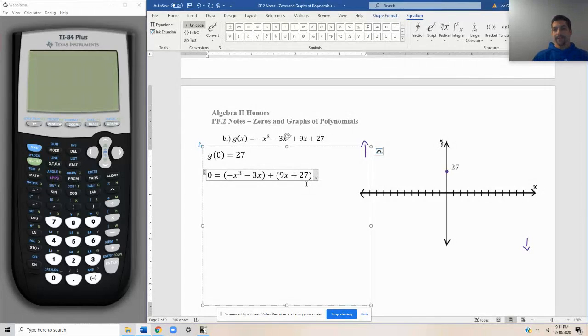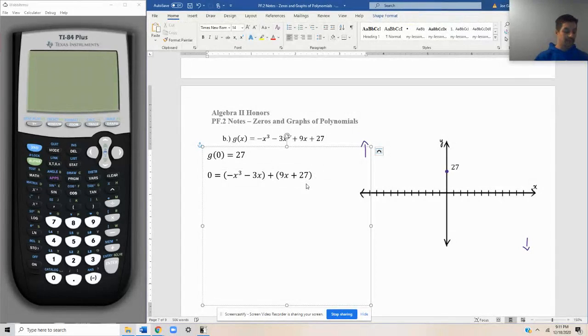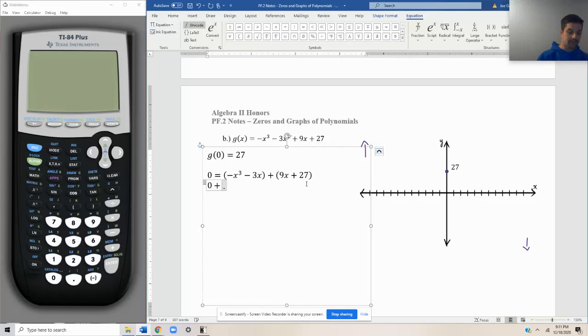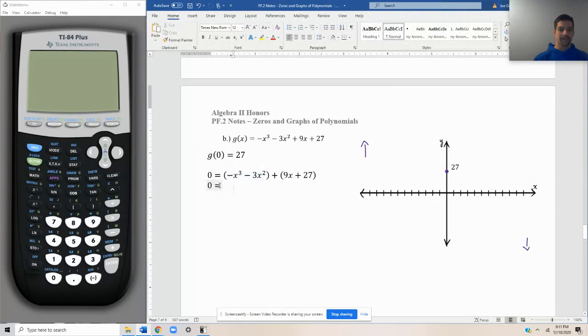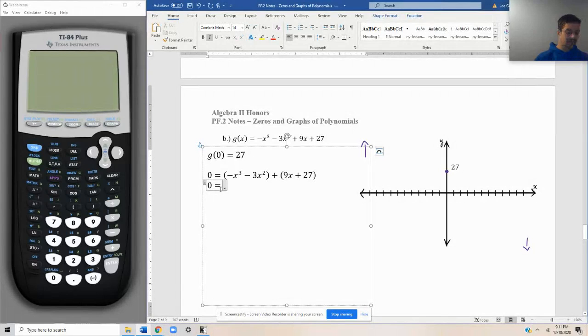Then I can use the method of factoring by grouping. So I'm going to factor out the GCF, and I'd still have my 0 equals. Sorry, this should be a negative 3x squared there. We can hardly see the function, but that is a negative 3x squared. My GCF for my first group should be x squared. I'm going to make my leading term positive, so I'm going to factor out a negative x squared, which would leave me with x plus 3. And in the other group, I'm going to factor out a positive 9, which would leave me with x plus 3.